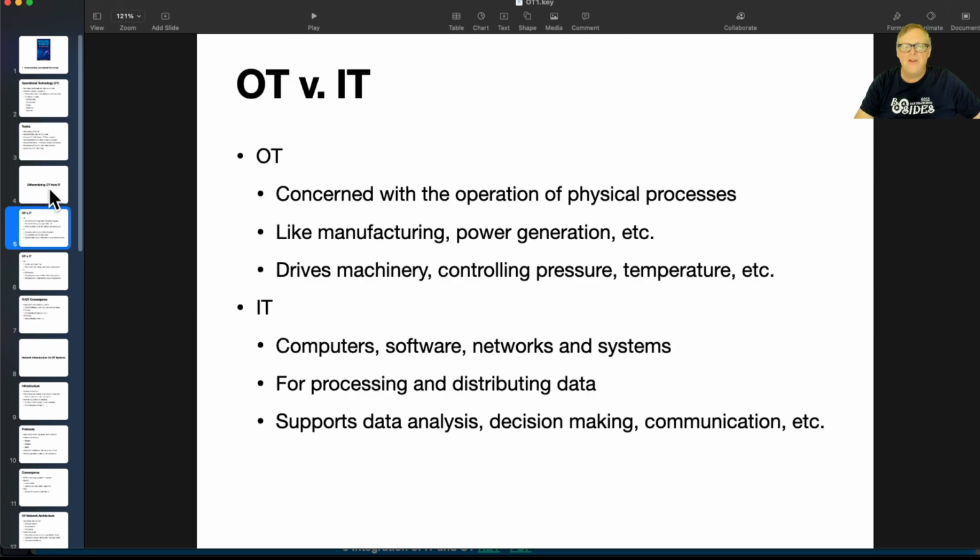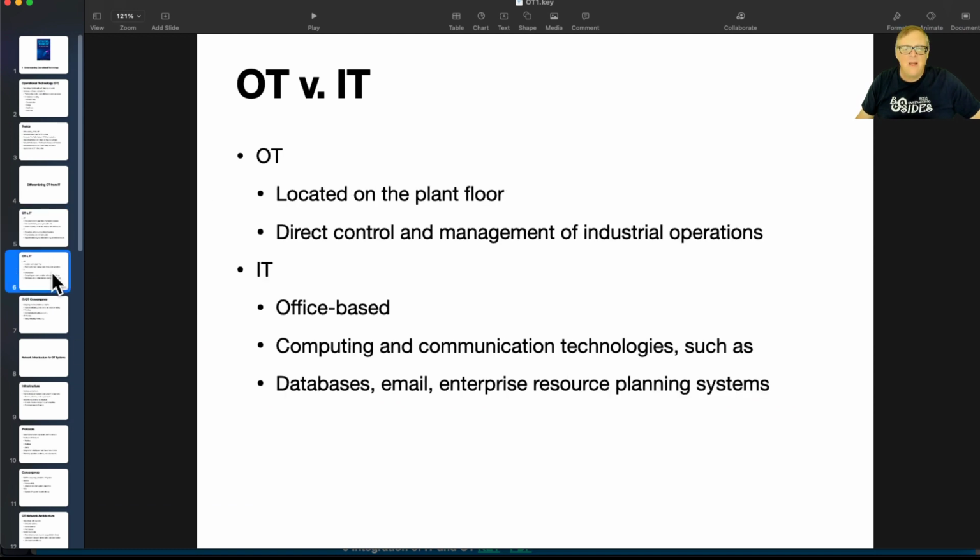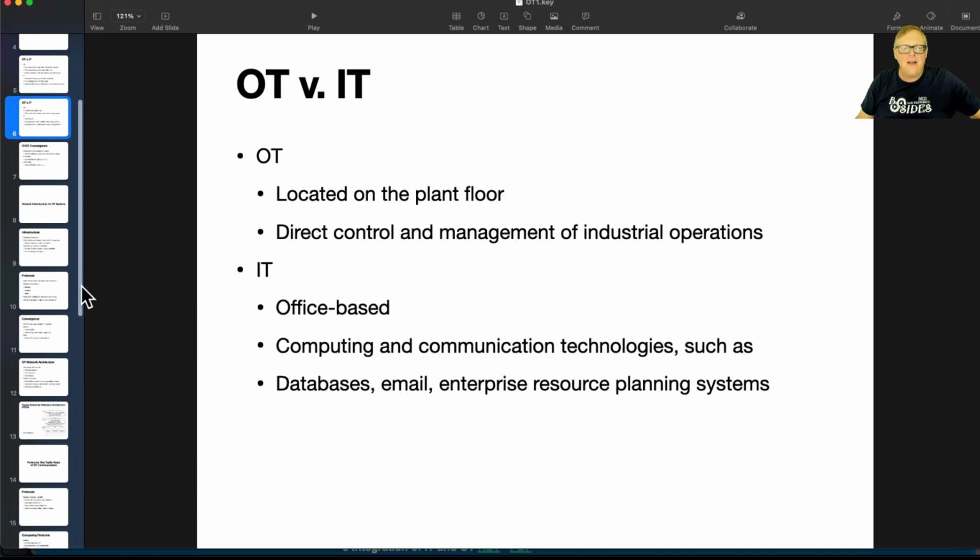So the first concept is OT is concerned with physical processes like manufacturing and power generation. So it's got sensors reading pressure and temperature and motors moving machinery around and such. IT is the stuff we're used to, computers, software, network, and systems, handling information to make decisions, but not usually connected to mechanical objects to any significant extent. So OT is on the factory plant floor and directly manages industrial activities, and IT is in offices, and it's about using databases, email, and so on that we're all used to. The desk jobs for people that sort of keep their hands cleaner and work in offices.